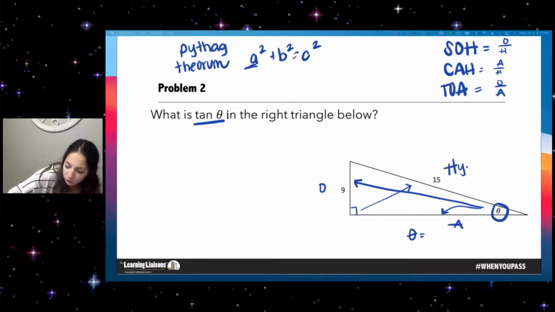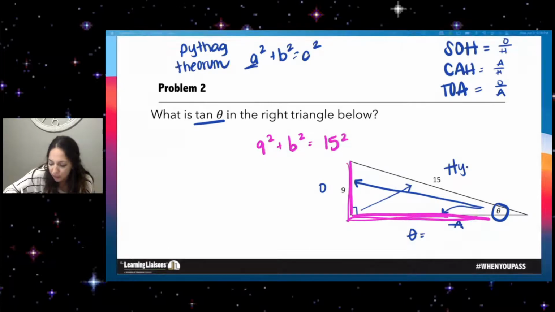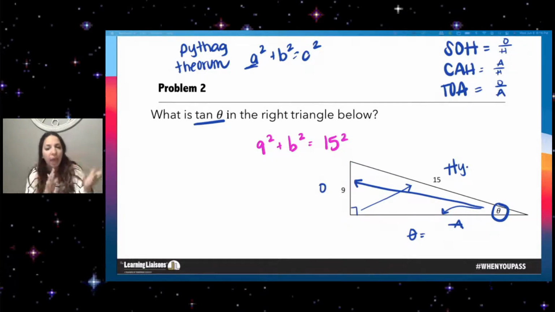So I can do 9 squared plus b squared equals 15 squared. Does it matter if you did a, b, or b, a? No, it doesn't matter at all, as long as you do a and b together, because addition is commutative.